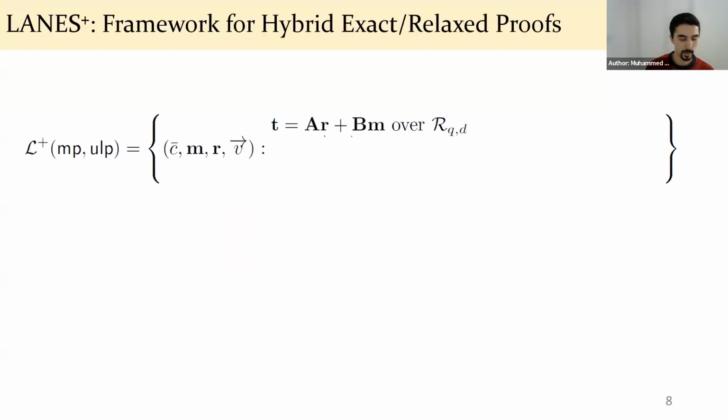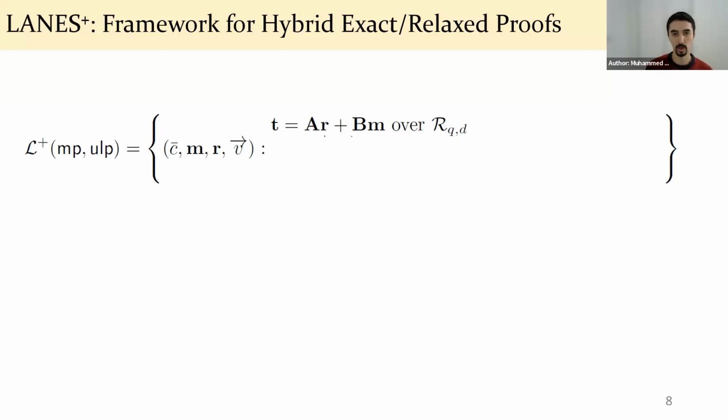All right, and what does Lanes Plus prove? It proves a very complicated relation, but I'm going to help you digest it a bit. We are going to prove knowledge of some scalar C bar, as we have seen in the relaxed proof before, a vector M, a randomness vector R, and an additional vector over ZQ that we call V. This big arrow notation means that this is a vector, and in particular, if we put it over a bold letter, then this means that we are looking at the coefficient vector of a vector of polynomials over RQD.